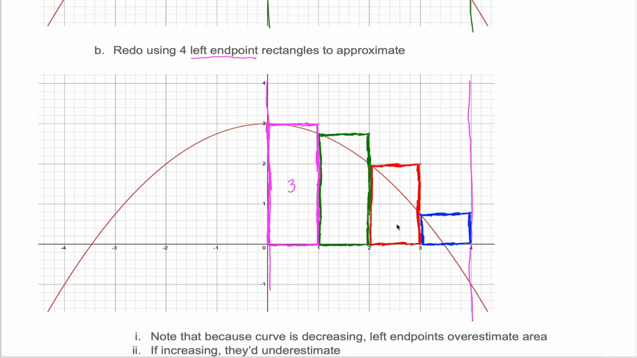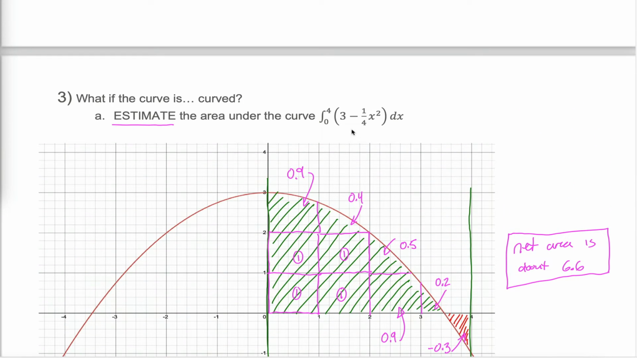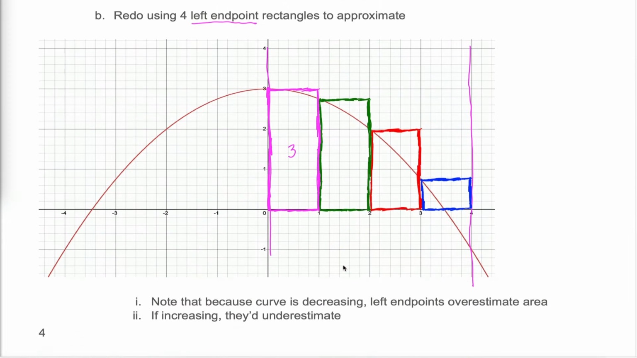So what we need to do is figure out the area of these 4 rectangles. The first rectangle, we could tell it's 3 because the height of this rectangle is 3 and the length is 1. The second rectangle in green, we struggle to figure out its area because we can't tell what the height of the rectangle is. Yeah, we can, because we know the equation of this curve, right? It's 3 minus 1/4 x squared.